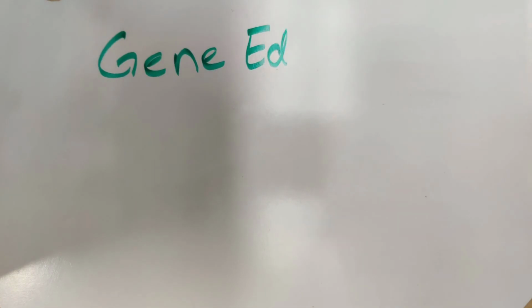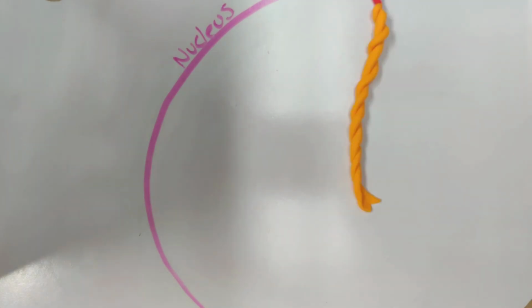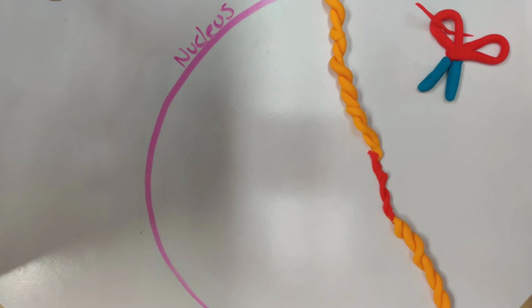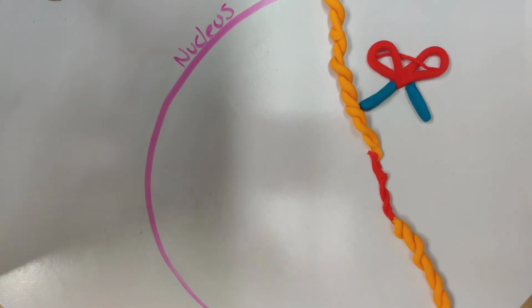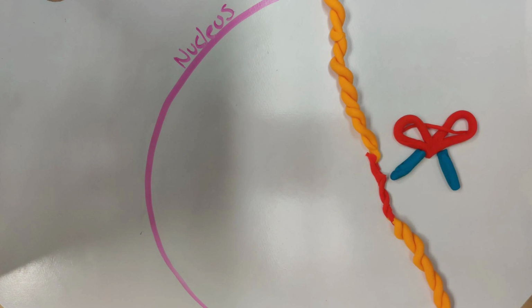Now let's go over the gene editing process step by step. DNA is stored in the nucleus. The red section is the mutated CFTR gene. The guide RNA binds and activates the Cas9. Cas9 then searches for DNA that matches the guide RNA. Not shown here is Cas9 recruiting helicase to unwind the DNA so Cas9 can cut the strands of DNA individually.